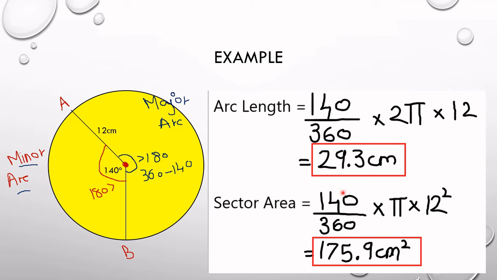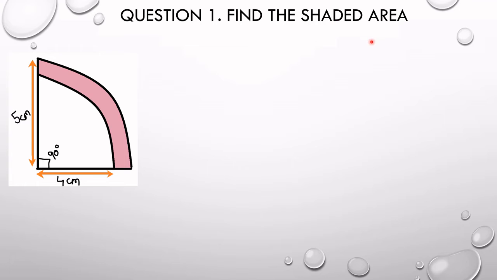Now it's not always that you have to directly find arc length or sector area. It may be that you are given the arc length and you have to find the radius. So simply you have to substitute it, like make r the subject of the formula. As simple as that. Let's move on to the question.